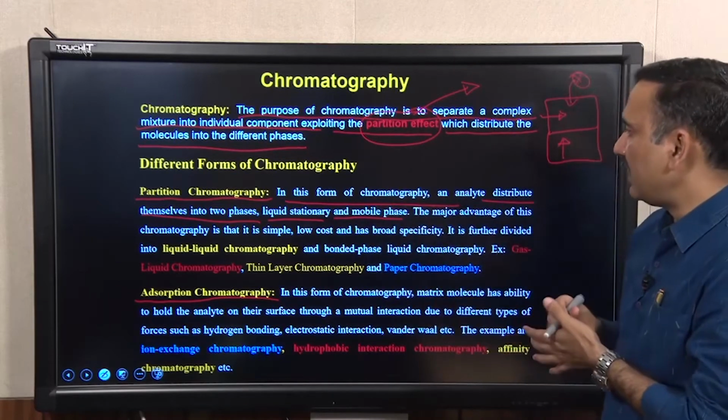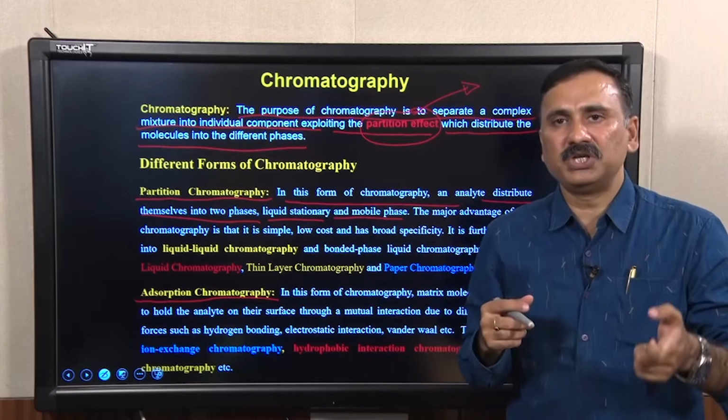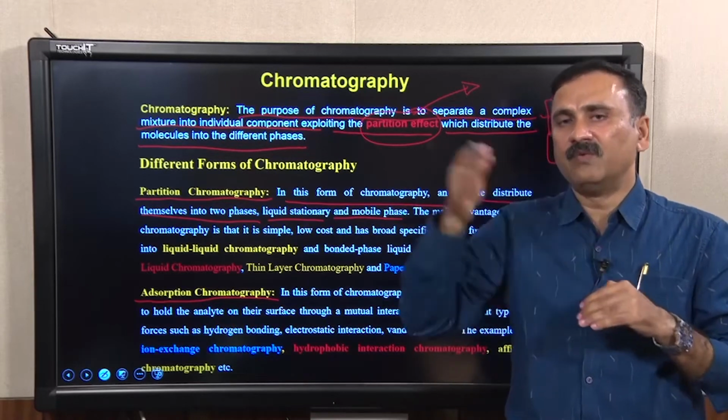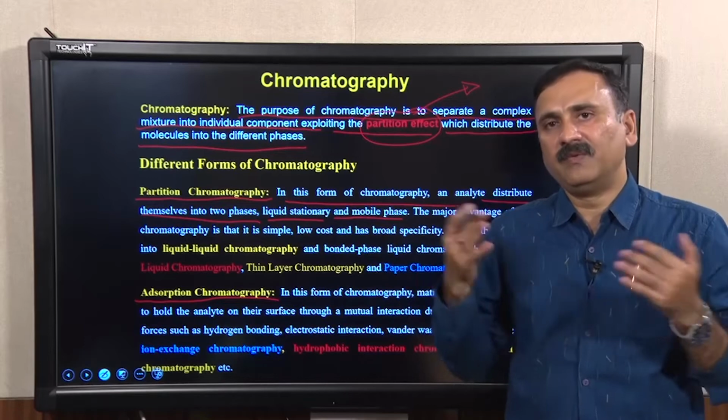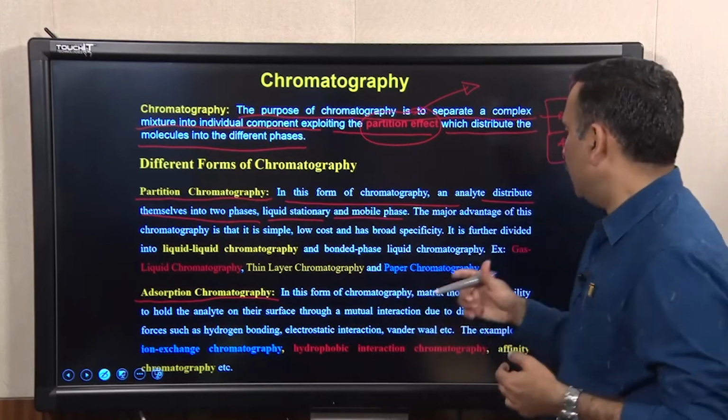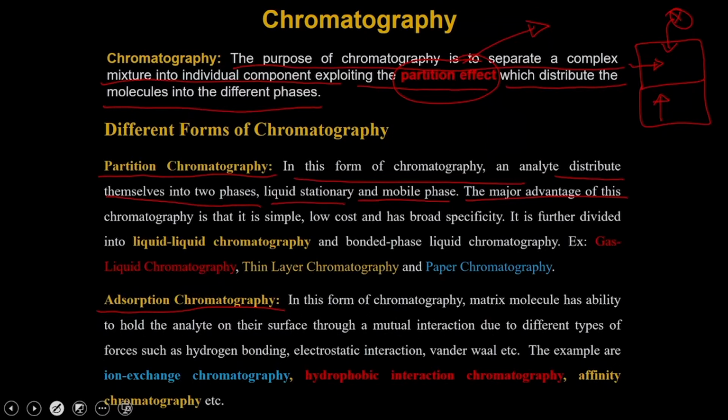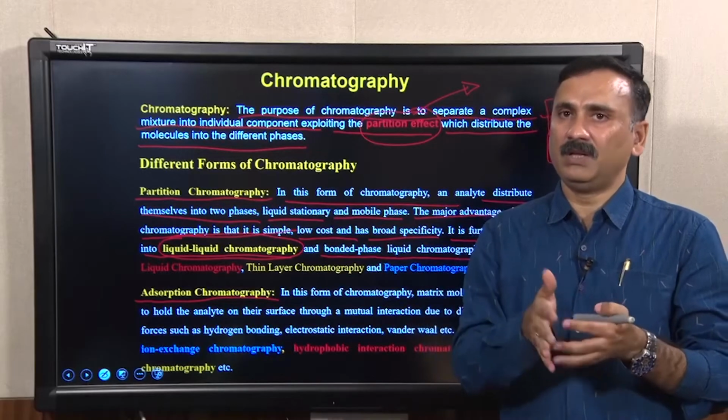So, partition chromatography always exploits the partitioning of the molecule between two phases. In these two phases, both phases are always liquid. The major advantage of this chromatography is that it is simple, low cost and has a broader specificity. It is further divided into liquid-liquid chromatography and bonded phase liquid chromatography. In liquid-liquid chromatography, you are utilizing two different liquids of different solubility, and the compounds are going to be partitioned between the two liquids.